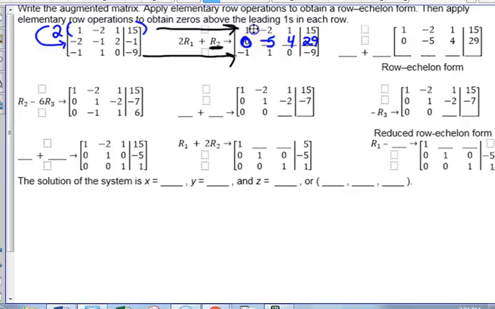All right. The next thing we're going to do is add row 1 to row 3, because that's going to give us a 0 where we want it. Add these 2 rows together and replace row 3. What will it become? 1 plus negative 1 is 0. Negative 2 plus 1. 1 plus 0. 15 and negative 9. Okay. Yes. R3. Yep, sorry.